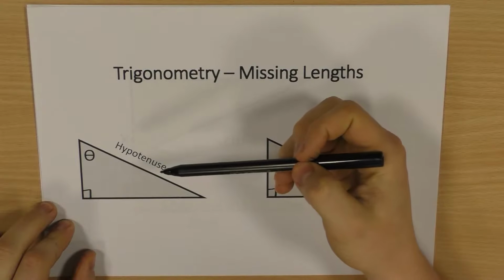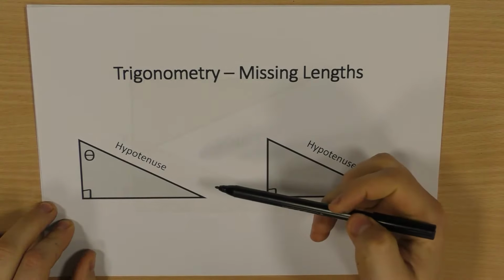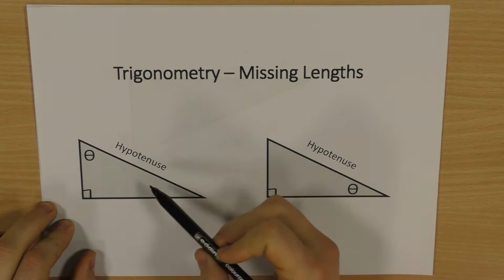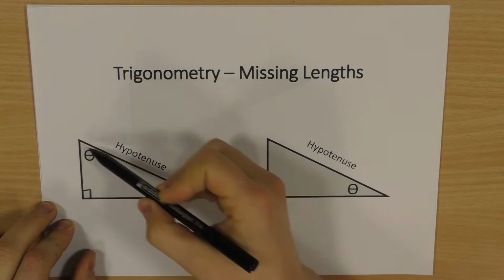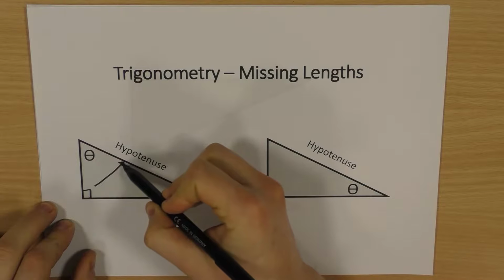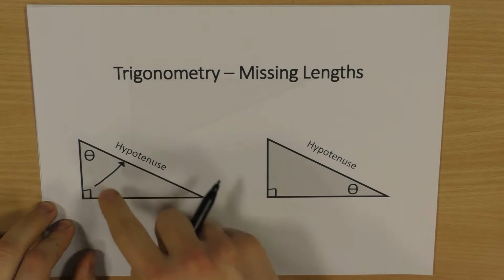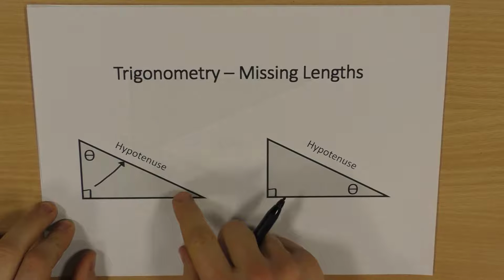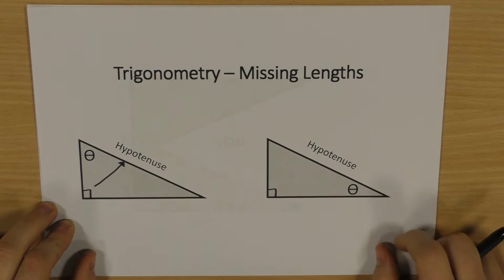We also need to be able to label the sides of the triangle. So the first one that's really easy to spot is called the hypotenuse. It's always the longest side and it's also opposite the right angle. Okay, so whenever you have a right angle triangle and you're using trigonometry, label the hypotenuse.